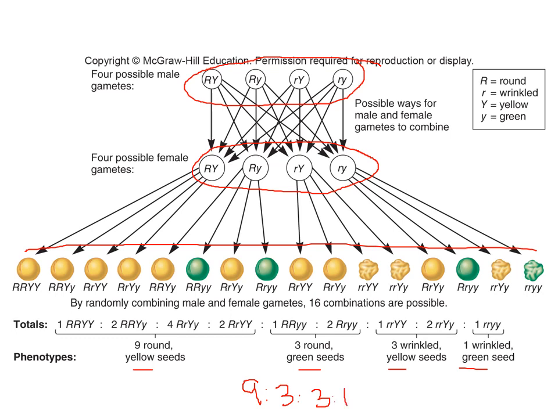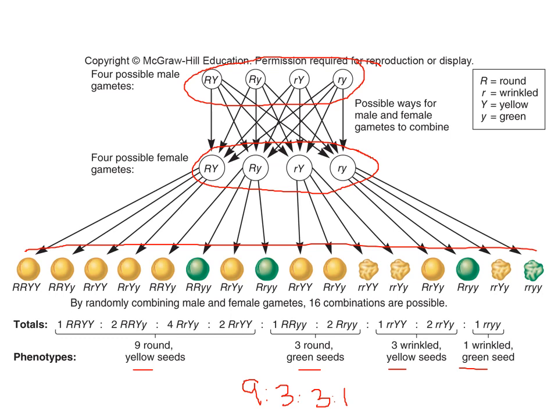This ratio is only seen when both parents are heterozygous. This is only seen when we're doing a dihybrid cross and also when we're doing an independent assortment. So the 2 letters are not linked to each other. The 9 indicates that you're looking at 9 round yellow seeds, or better yet said, you're going to have 9 that have the dominant for both traits when it comes to their phenotypes.